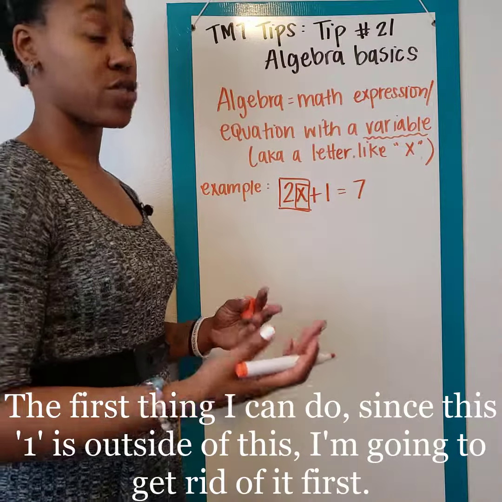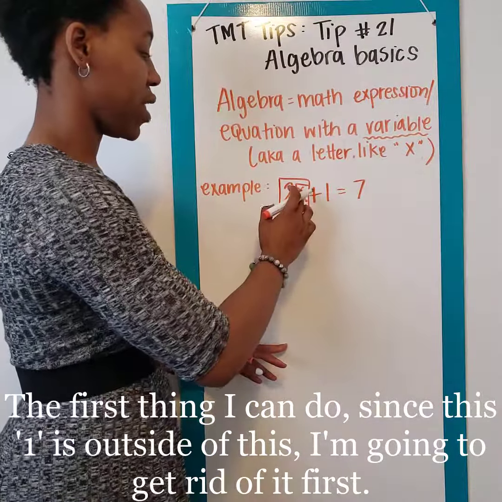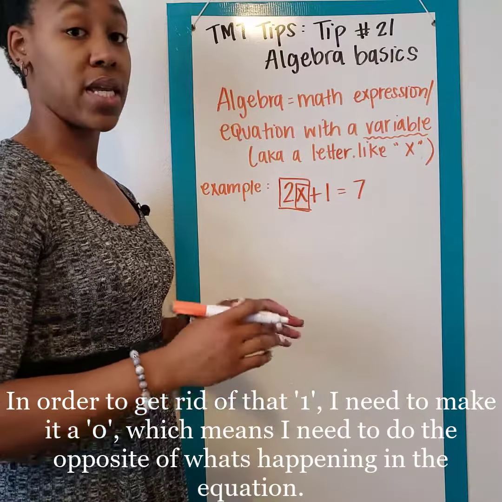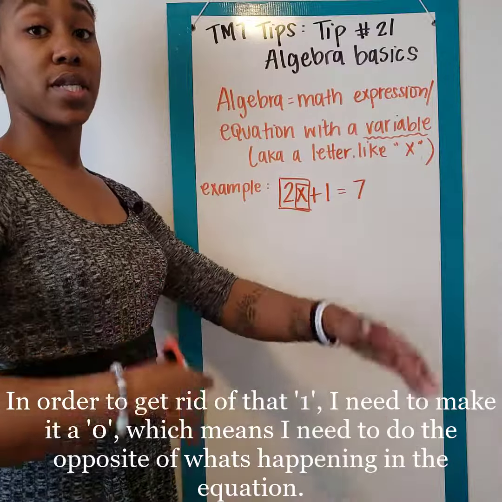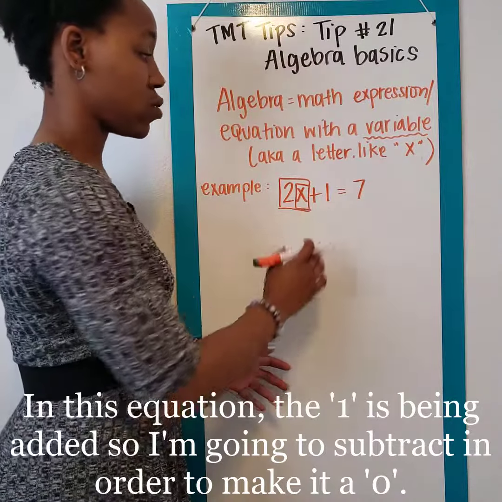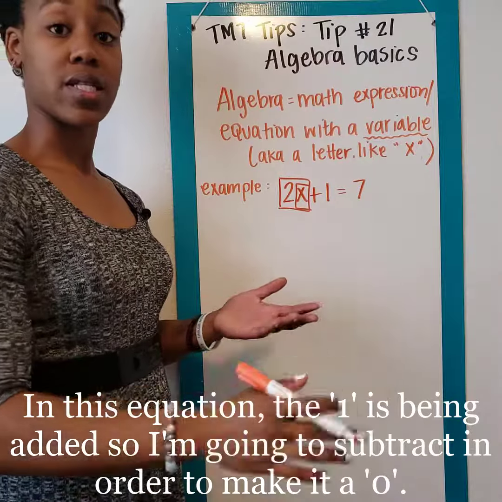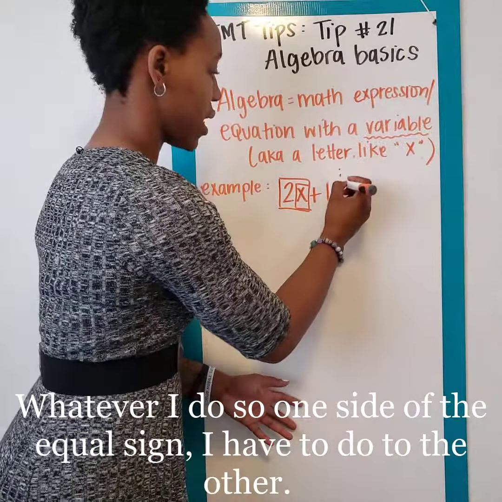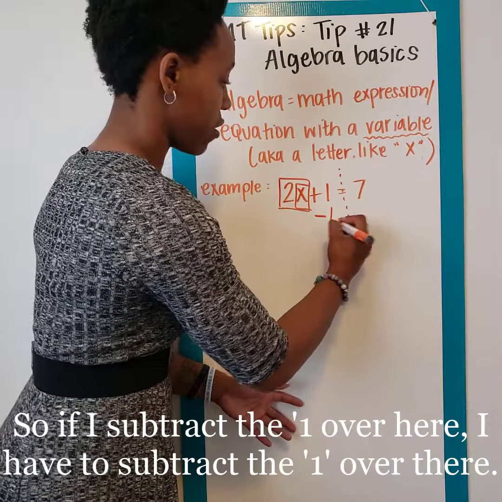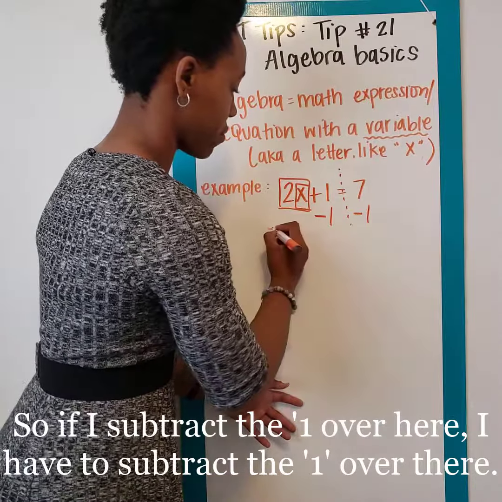The first thing I can do, since this 1 is outside of this, I'm going to get rid of it first. In order to get rid of that 1, I need to make it a 0, which means I need to do the opposite of what's happening in the equation. In this equation, the 1 is being added, so I'm going to subtract in order to make it a 0. Whatever I do to one side of the equal sign, I have to do to the other. So if I subtract the 1 over here, I have to subtract the 1 over there.